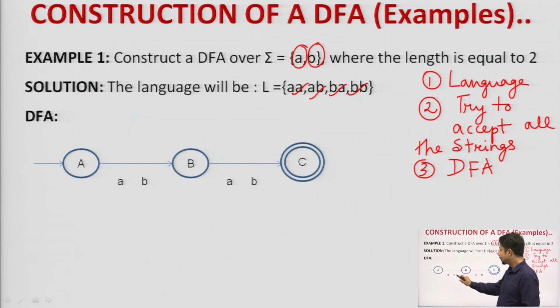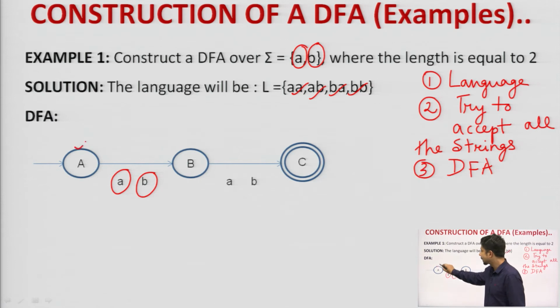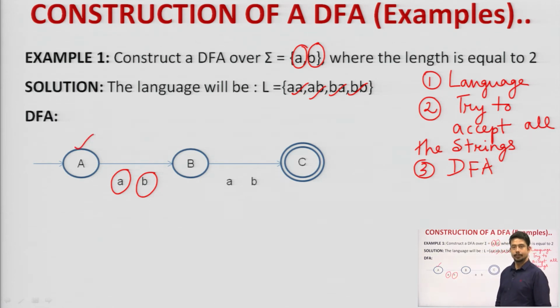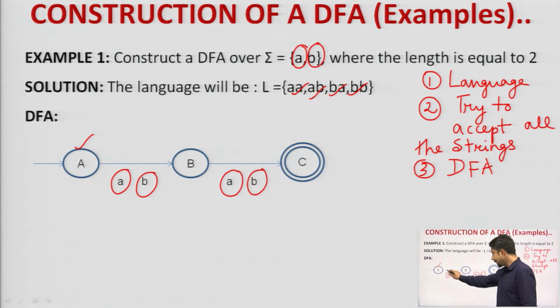Now, let us come to state A. From state A, there is an input transition for A and there is an input transition for B also. So that means state A is accepting the DFA restriction, clear. Now, let us go to state B. From state B, you can check there is a B transition. Although it is a single transition, what does this mean?